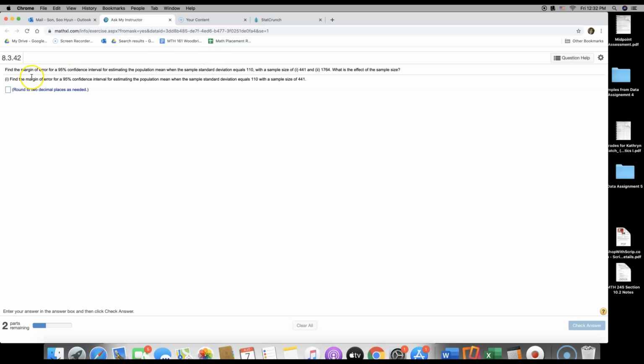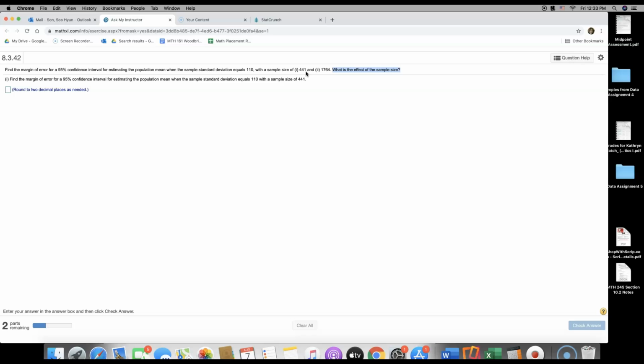Okay, it says find the margin of error for a 95% confidence interval for estimating the population mean when the sample standard deviation equals 110 with the sample size of 441 and 1764. What is the effect of the sample size? We already know the answer to the very last question because you did data assignment 4. As the sample size increases, the margin of error will decrease. So I know what we're going to find, but then they do want you to find the margin of error.